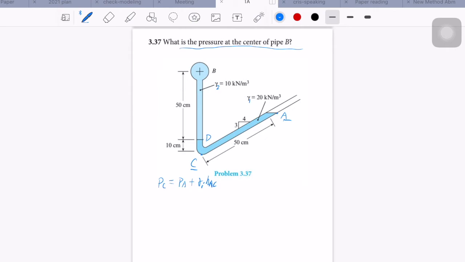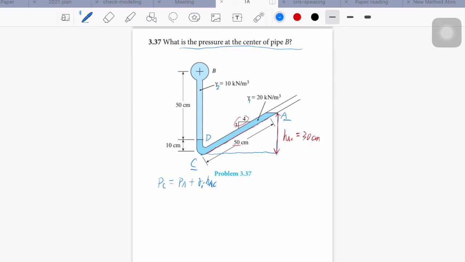And since we know the distance of this part is 50 centimeters, and we also know the slope is 3/4, we can determine this vertical distance HAC should be equal to 30 centimeters.